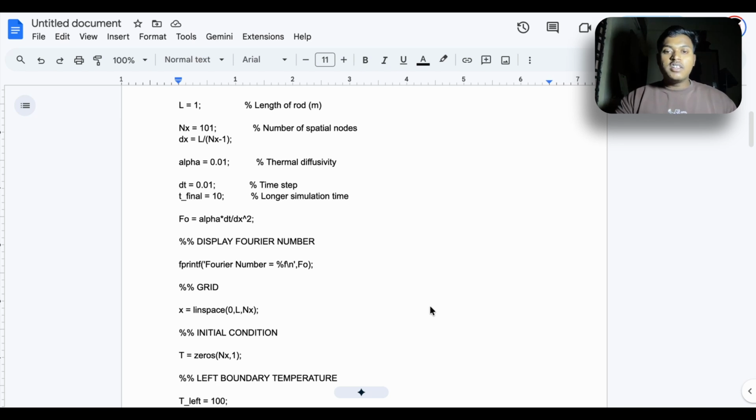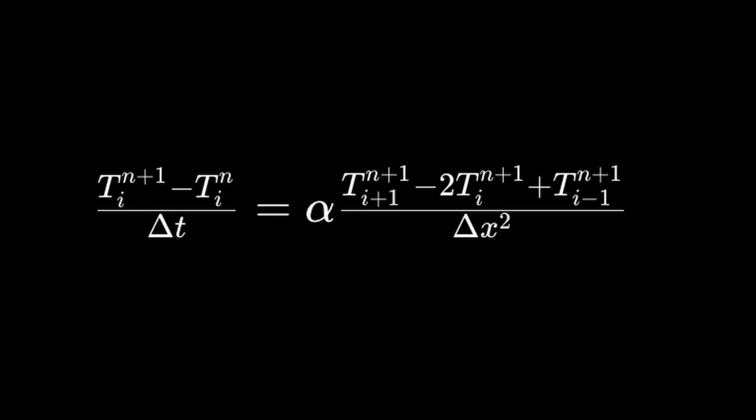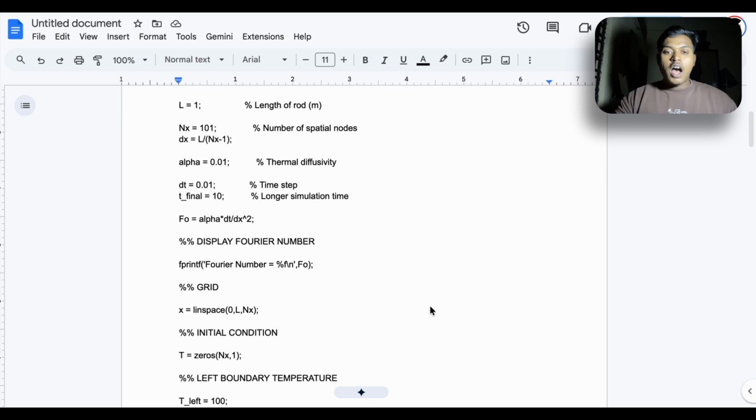BTCS method. In this assignment, the implicit BTCS method is used. BTCS stands for backward time centered space. In this method, backward differencing is used in the time direction and central differencing is used in the spatial direction. So the discretized equation becomes, as you can see here. After rearranging, a system of algebraic equations is obtained. These equations are solved using the matrix method in MATLAB.